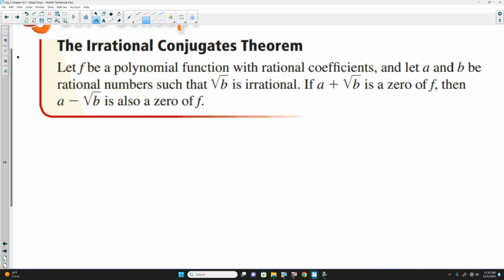Well, let's look at this next part. The irrational conjugate theorem. Let f be a polynomial function with rational coefficients, and let a and b be rational numbers such that the square root of b is irrational. All this is saying is that if a plus the square root of b is a solution, then a minus the square root of b has to be a solution. Kind of like our complex conjugates, a plus bi, a minus bi. If we have one, we have to have the other.